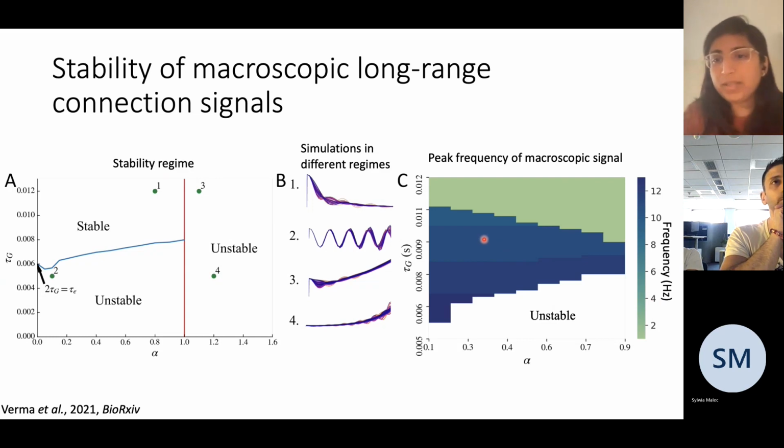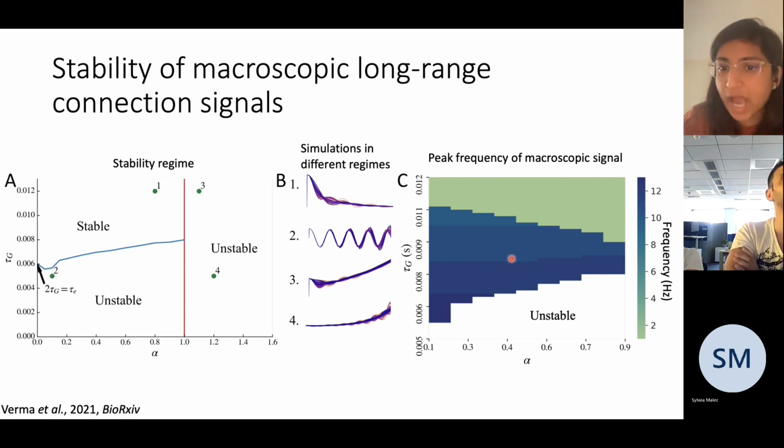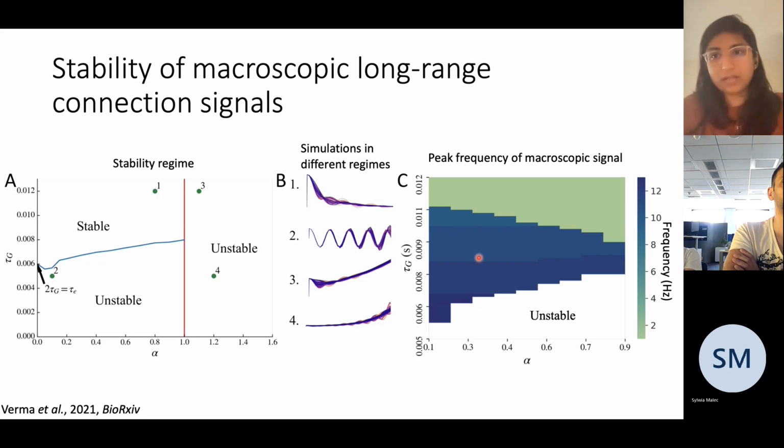Now, the interesting thing about this is that these frequencies belong to the alpha frequency band. And so even without any local model input, we can obtain a peak in the alpha frequency band just by the macroscopic long range connections. So this shows the richness of the model and how it can obtain empirically realistic peak frequencies even without any local model going as input to the macroscopic model.